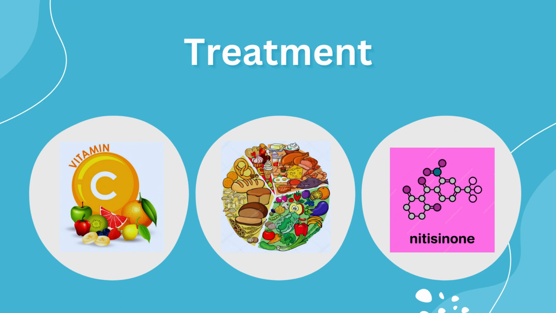Also, nitisinone therapy, 2 mg per day, has been shown to produce a reduction in urinary and plasma homogentisic acid larger than 95%. This disorder does not seem to affect life expectancy. However, the significant impact is on the patient's quality of life.